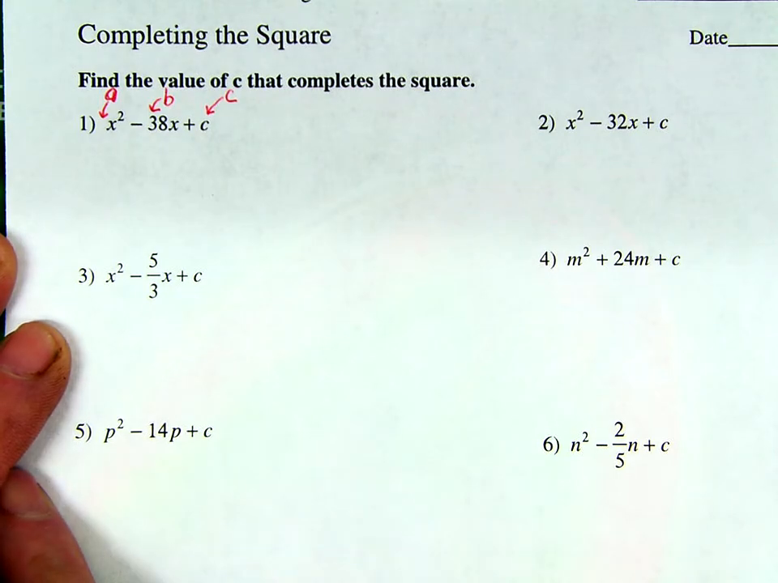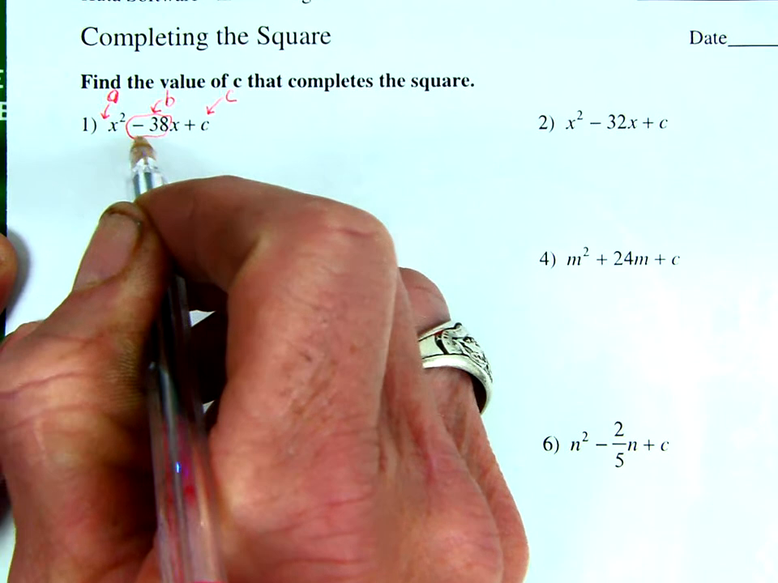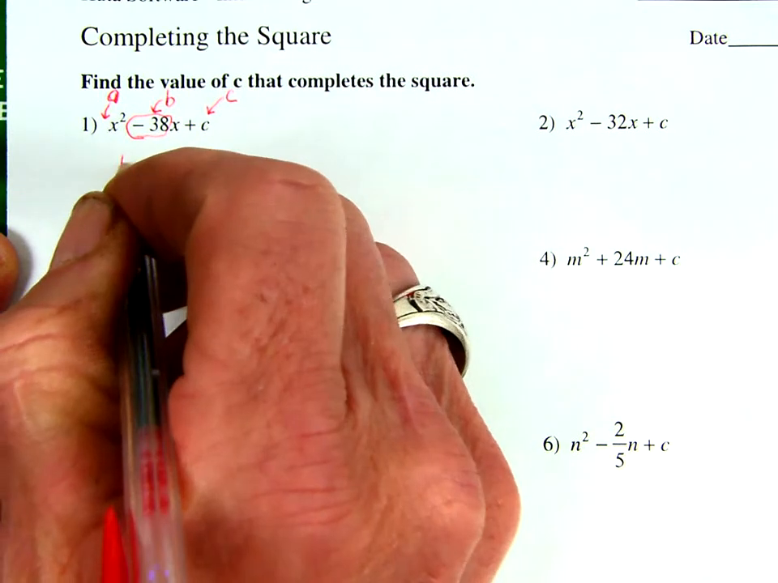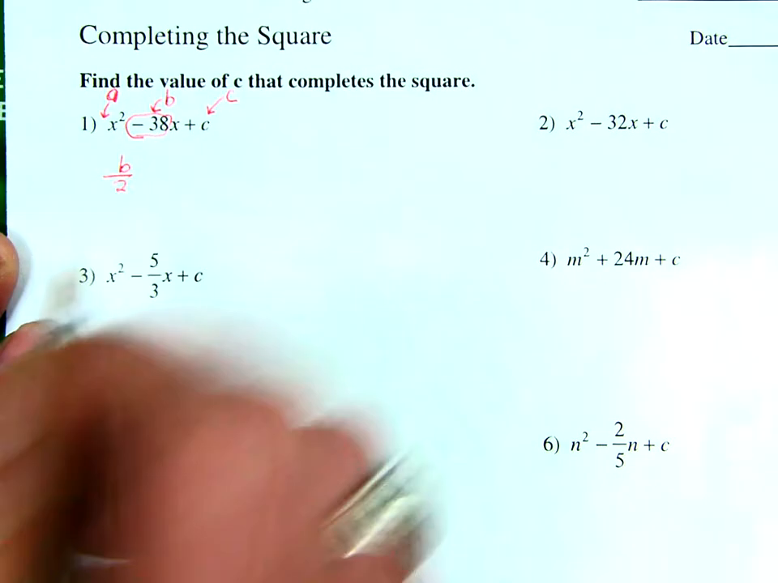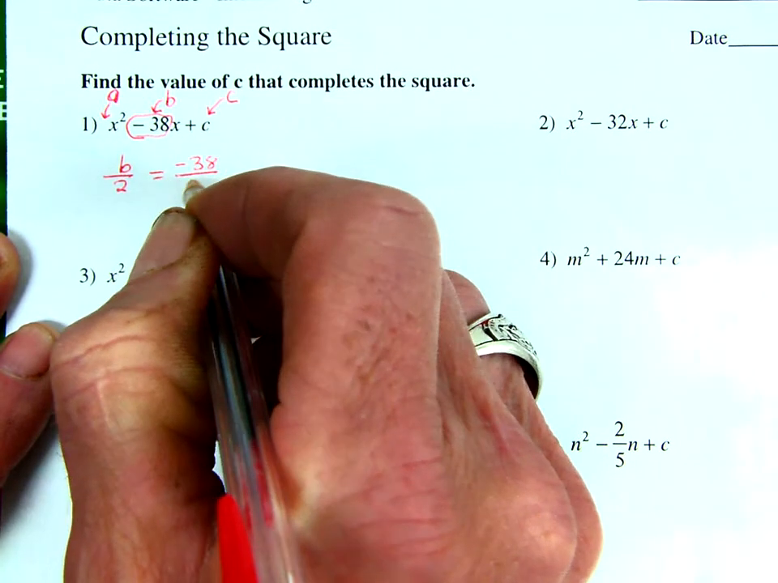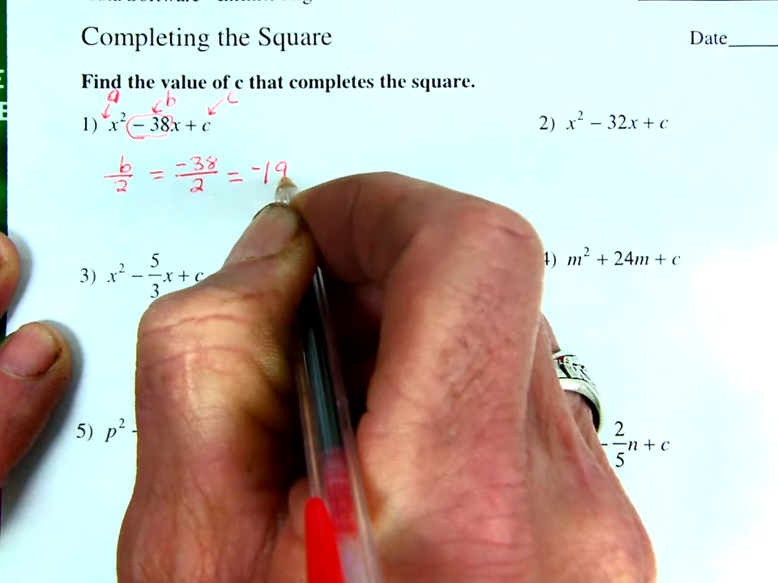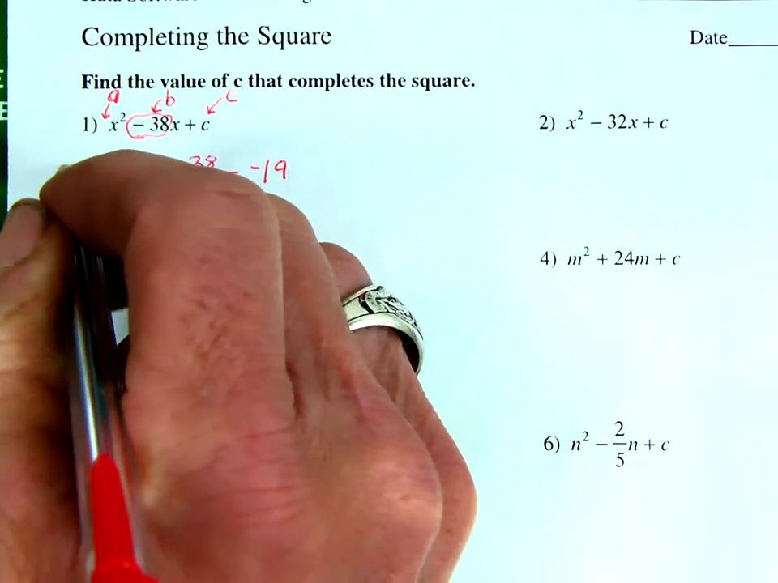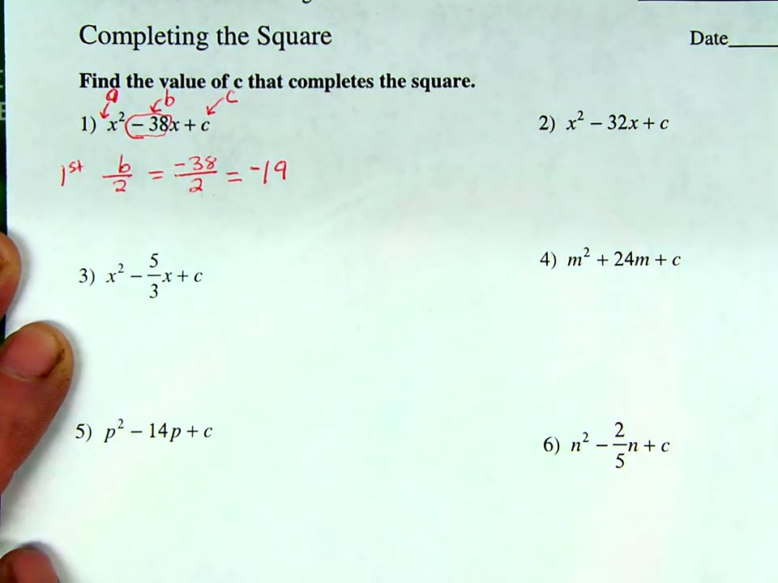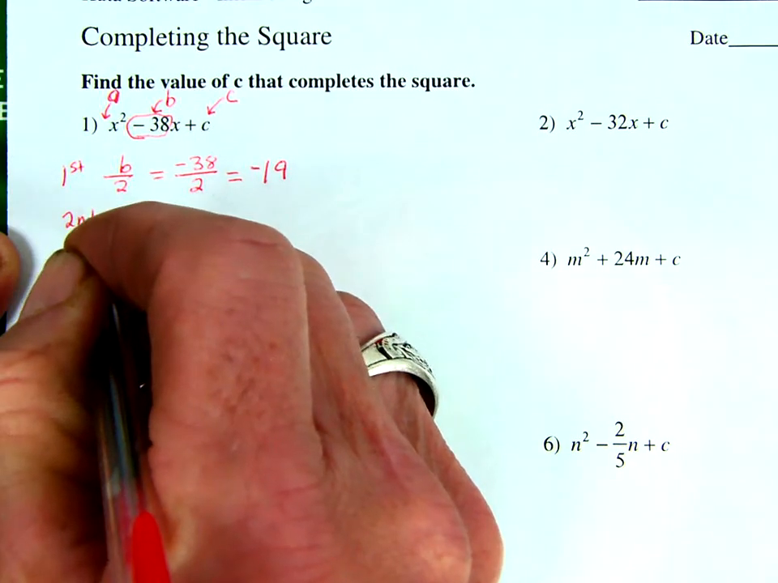Now, how do we get it? We get it by taking this value right here, and first we will cut it in half. So it's b divided by 2. Well, negative 38 divided by 2 equals negative 19. So that's the first step. Find b, cut it in half, and the second step, square it.